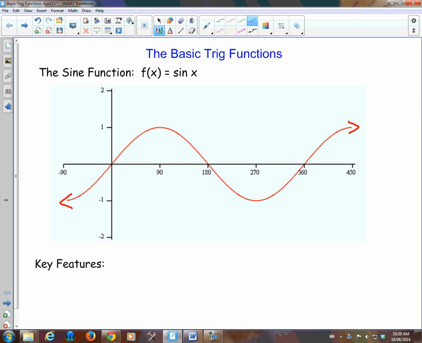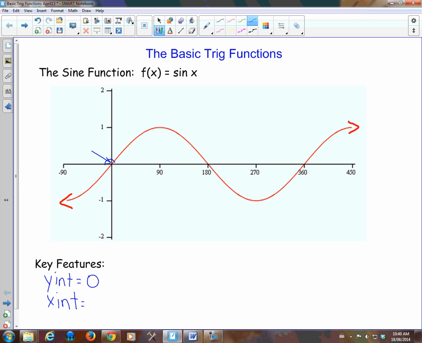Let's take a look at intercepts. That's where it crosses the x and the y axis. The y-intercept, I look at my graph to see where it crosses the y-axis, and it crosses the y-axis at 0. X-intercept is where the curve crosses the x-axis, and you're going to notice a bit of a pattern here.